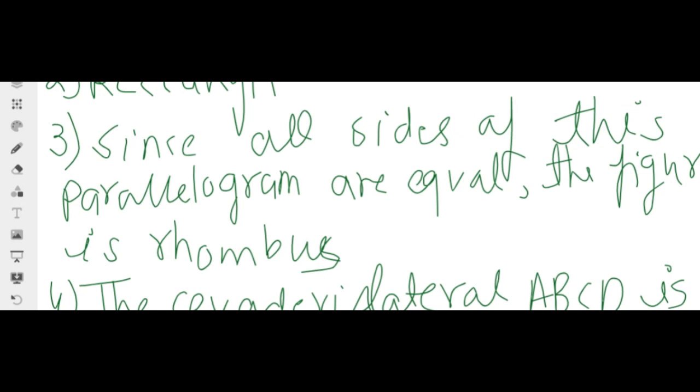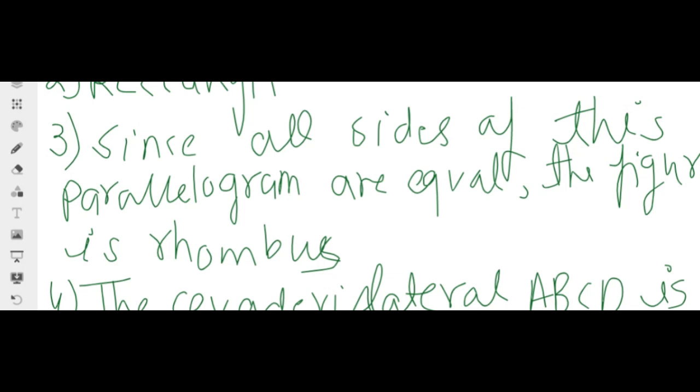Can I read the question number 4? Two adjacent sides of the parallelogram are equal and the included angle is a right angle. What is the specific name for this figure? That is a square. The figure is specially called a square.